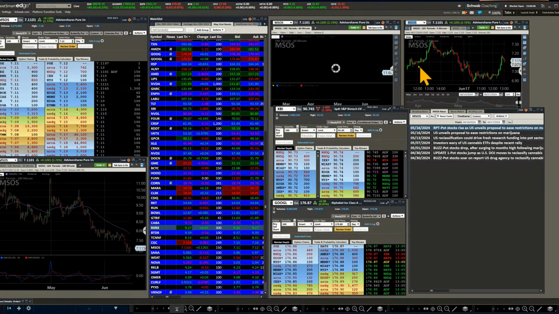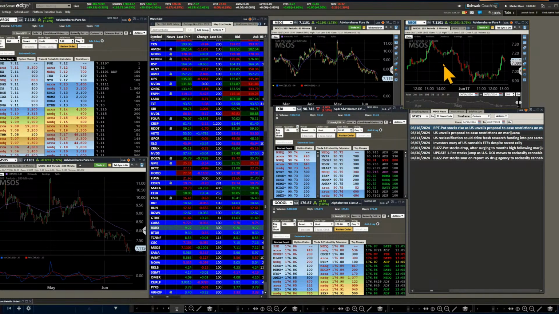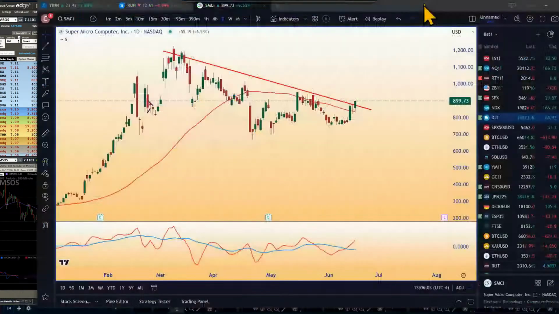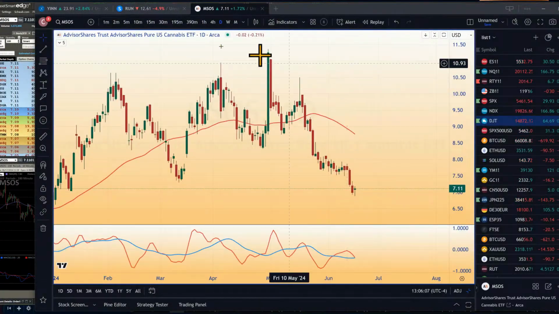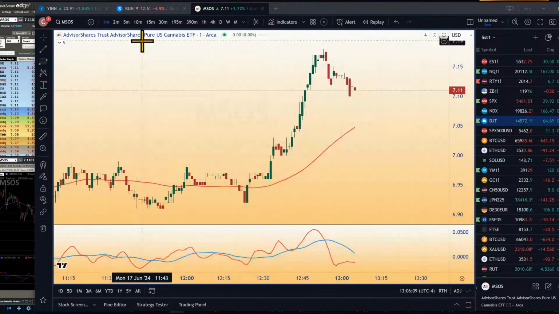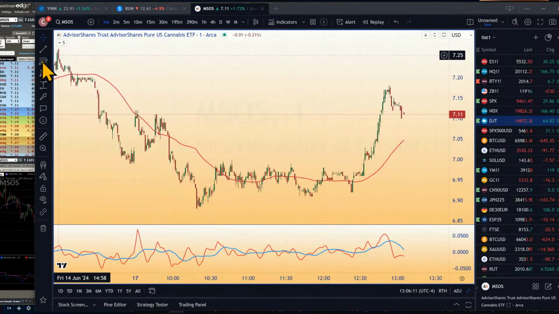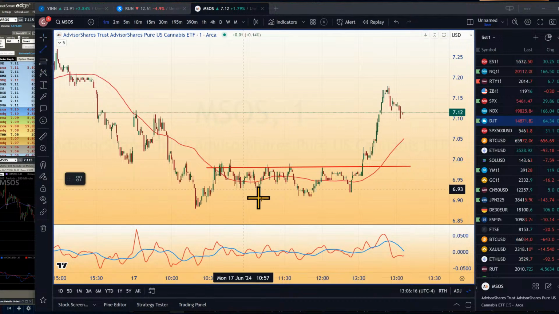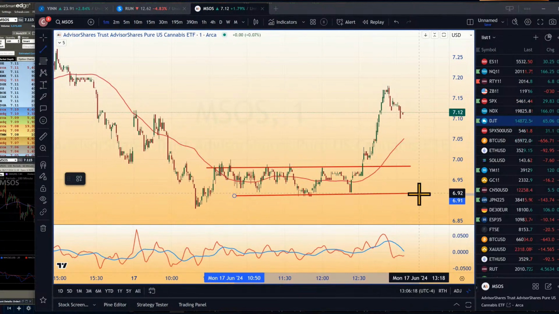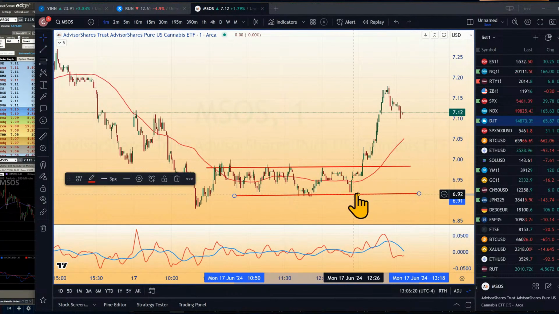So MSOS we bought. This is another one that we showed a beautiful pattern. I'll show you what we're talking about. Here's MSOS. We were talking about, yeah, it looked like dirt on a daily chart. But we were talking about that rectangle. So we bought here and we bought here.